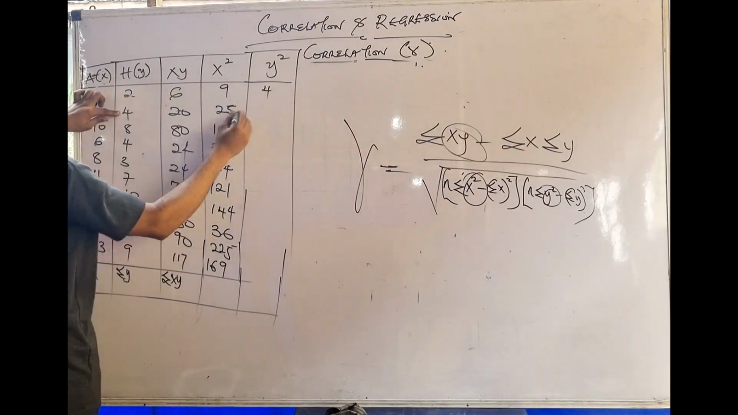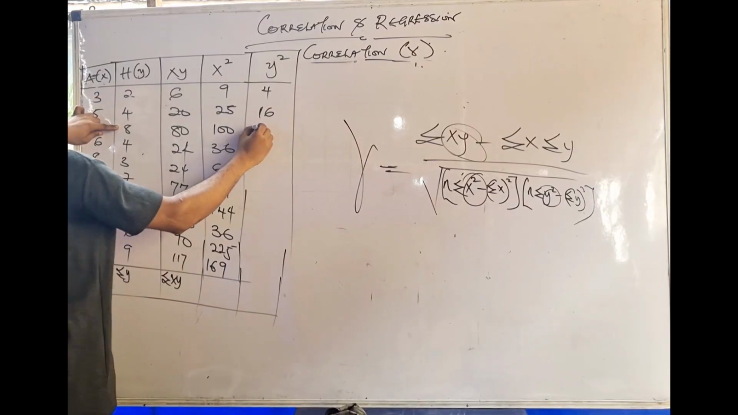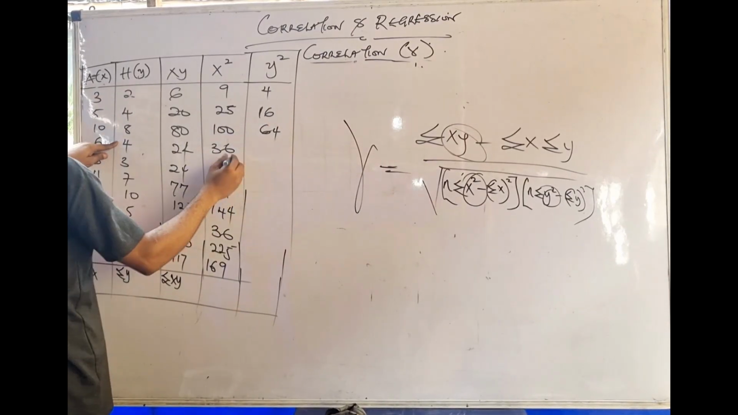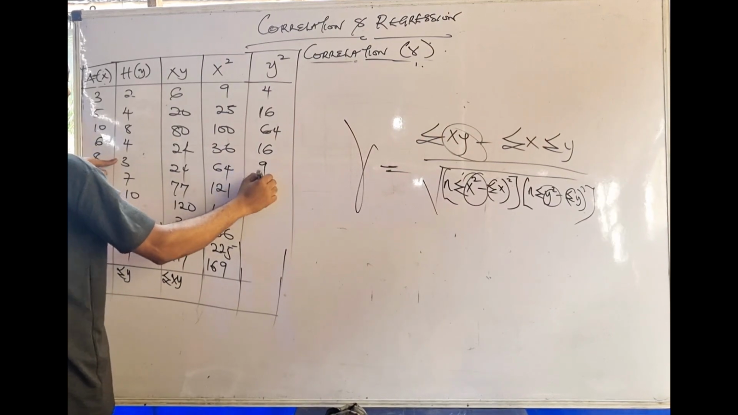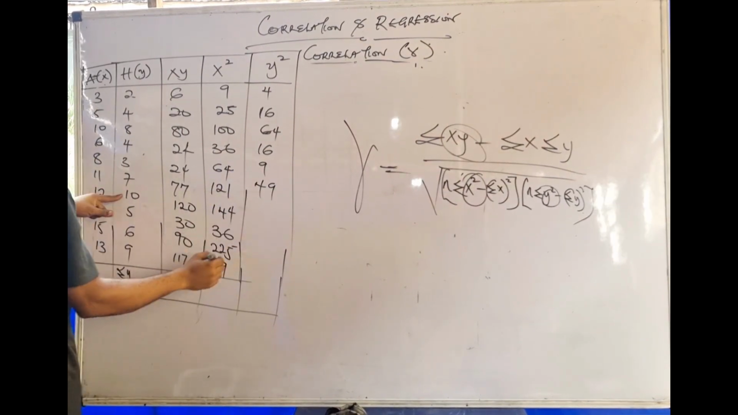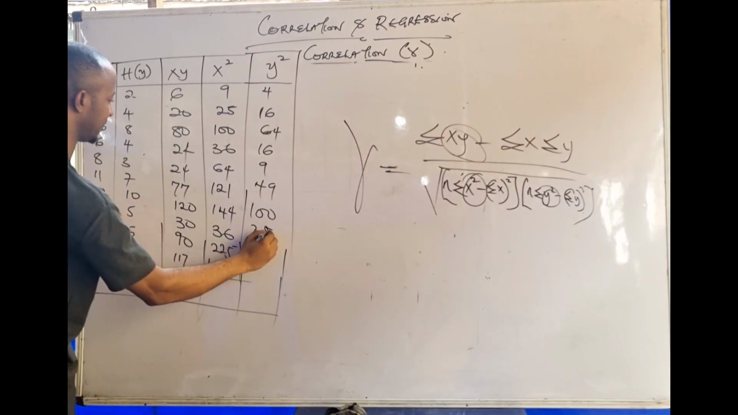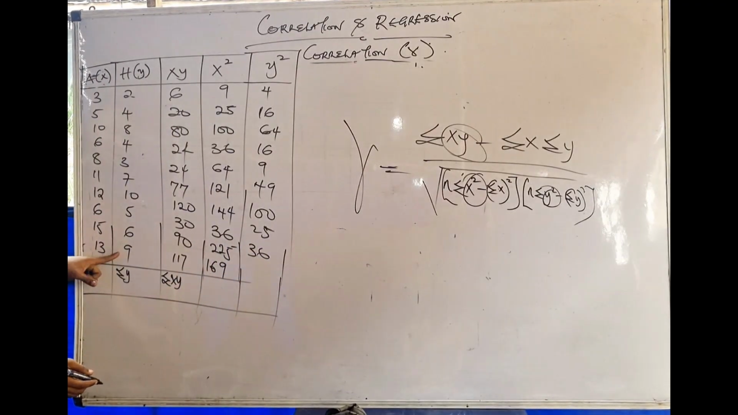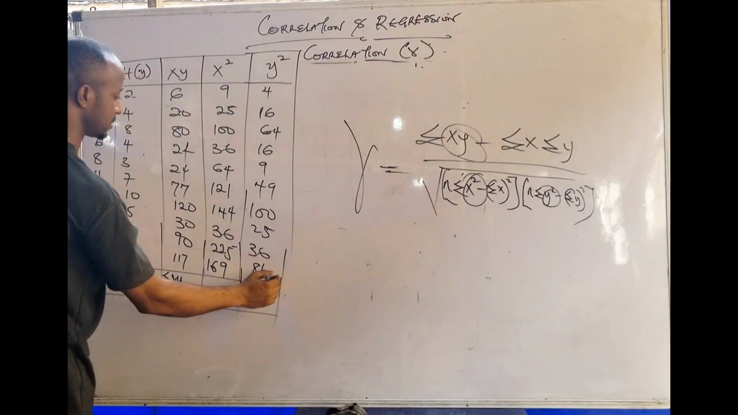For Y squared, let's go. 2 squared is 4, 4 squared is 16, 8 squared is 64, 4 squared is 16, 3 squared is 9, 7 squared is 49, 10 squared is 100, 5 squared is 25, 6 squared is 36, 9 squared is 81. Alright, let's go.